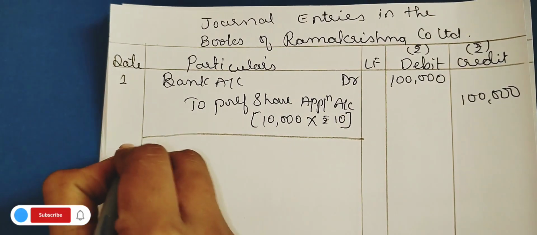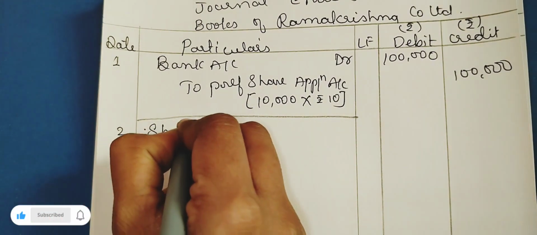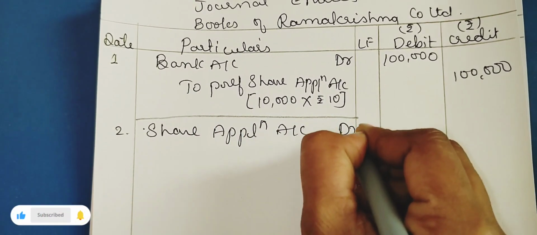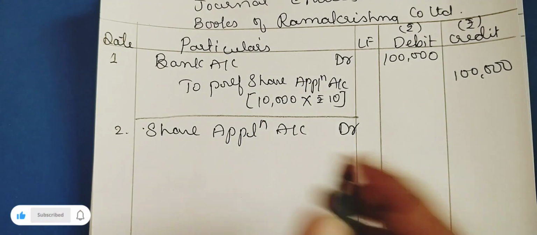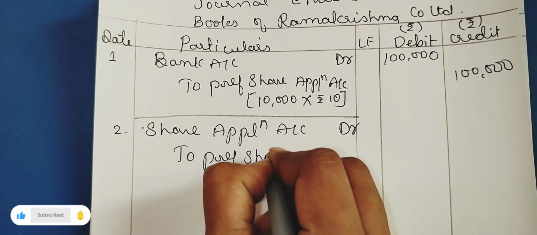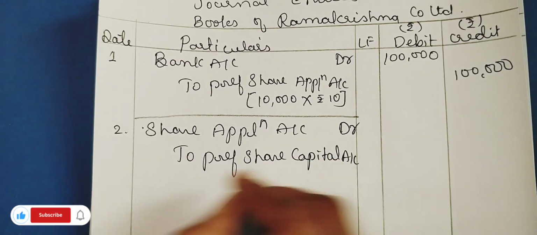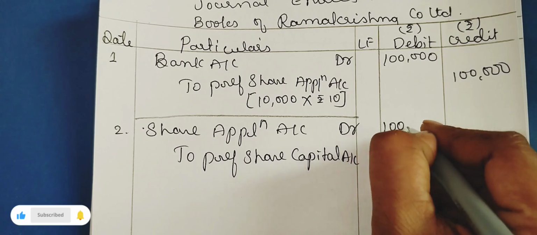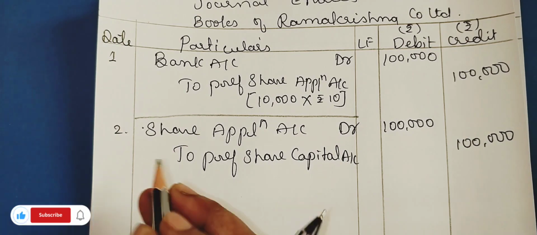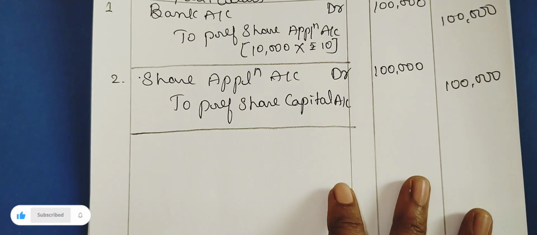Now we are transferring application money to capital account. For that, share application account debtor we are debiting. Here we have credited, here we are debiting, and we are crediting with the preference share capital account. Being share application money transferred to share capital account.